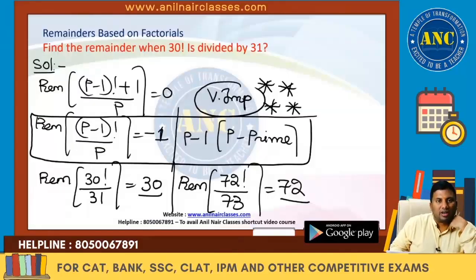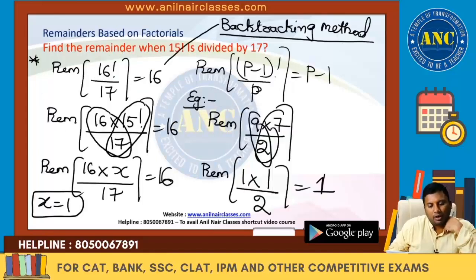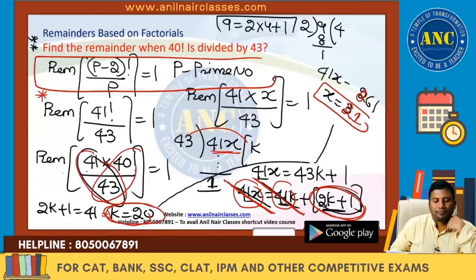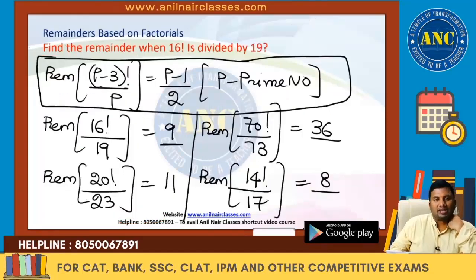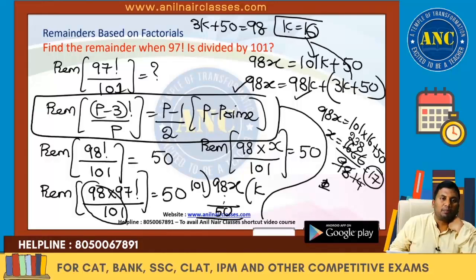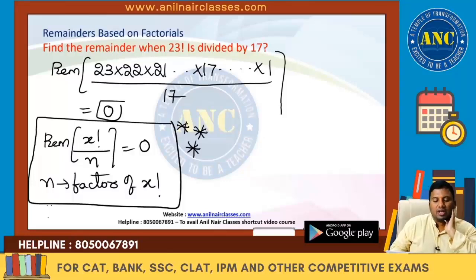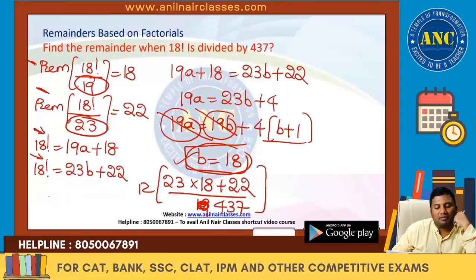Questions based on this one. The shortcut is: p minus 1 factorial when divided by p is p minus 1. Example, p minus 2 factorial when divided by p is 1. Example, p minus 3 factorial divided by p is p minus 1 by 2. What if it is not p minus 3 factorial? How to solve it? By using the factorization method. What if there are more than 3 deviations, 4 deviations? What if the denominator is a factor of the numerator?